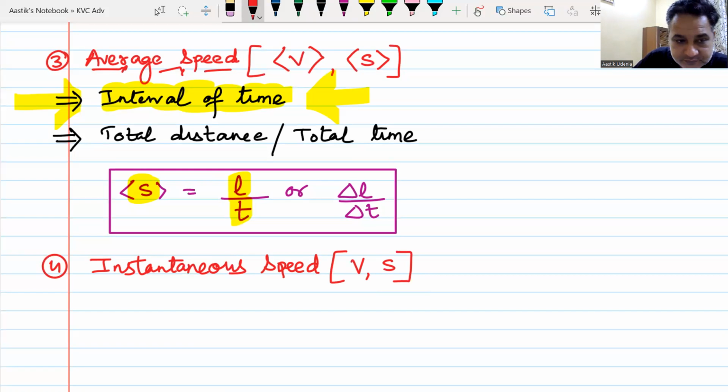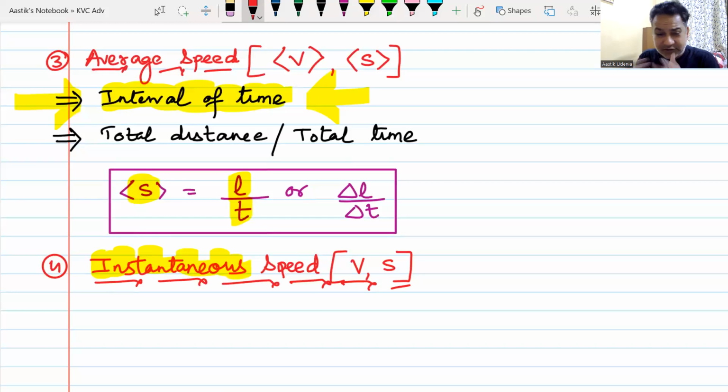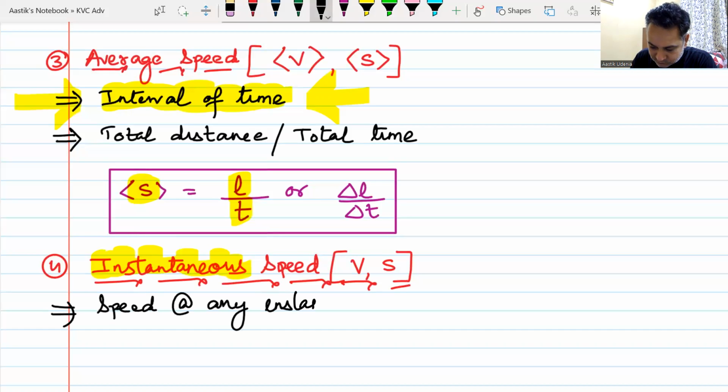Tell me. The speed at a particular instant of time. Yes, remember, physics is very simple. Instantaneous is an English word. Instantaneous means right now, at any instant of time, what is the speed? So instantaneous speed means speed at any instant. At 5 seconds, what your speed is. At 6 seconds, what your speed is. That is known as instantaneous speed.